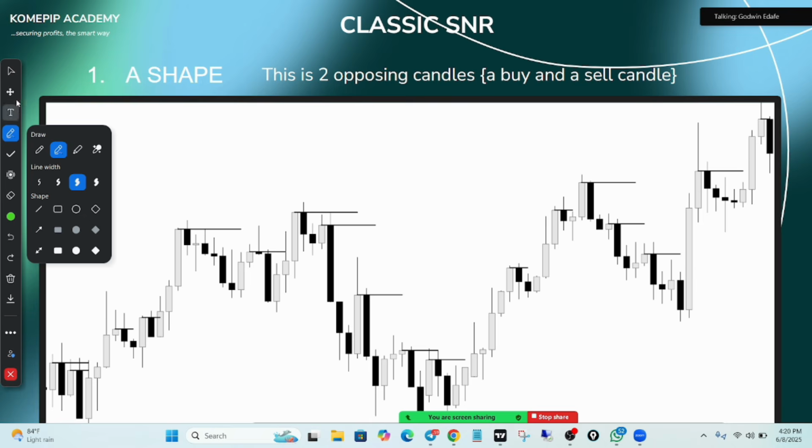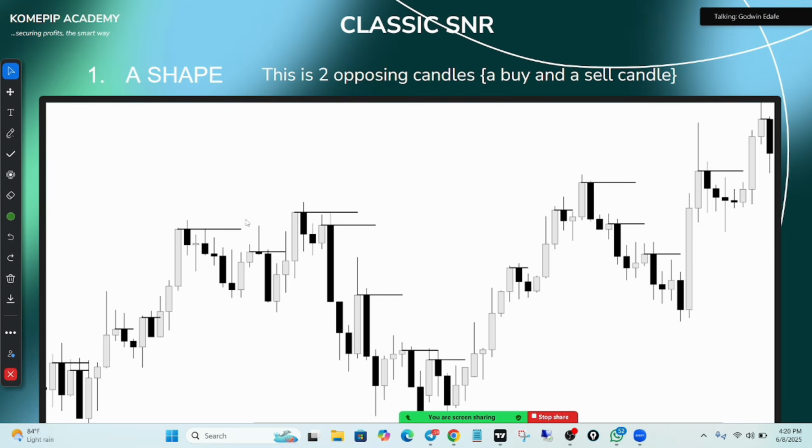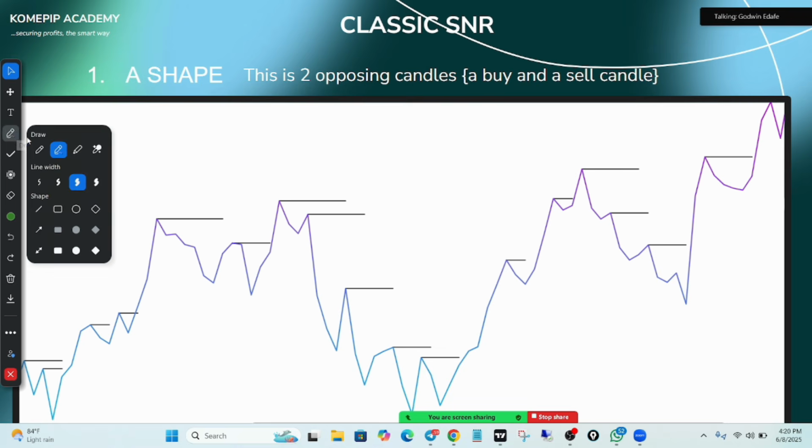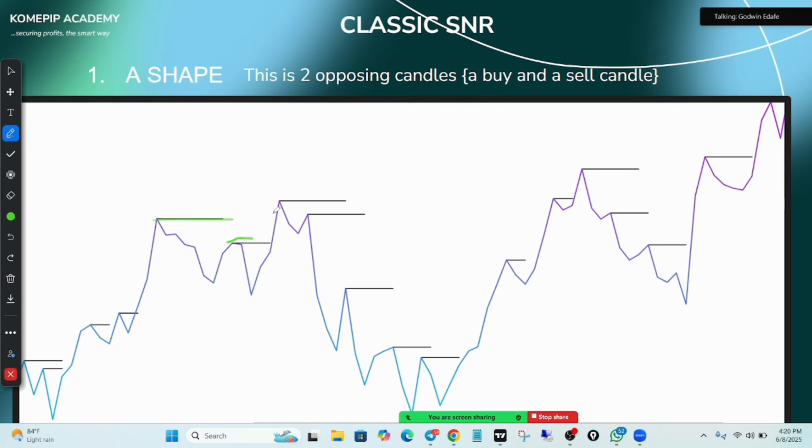Okay, so these are A shape. The same thing that we saw here is the same chart, but this is the line chart version. All right, A shape. You can see them. A shape, A shape, A shape. So you can actually go to your line chart and draw them, just for you to understand them.